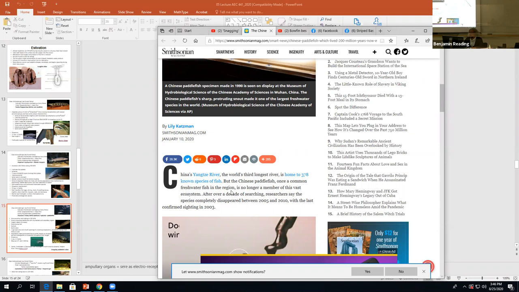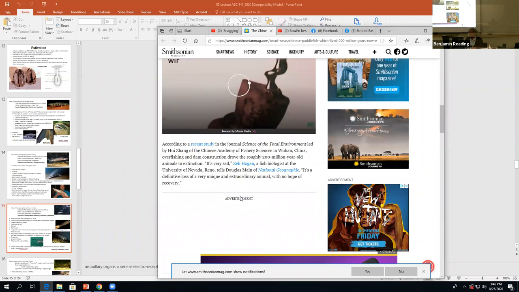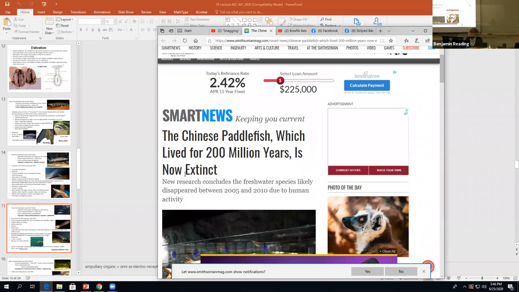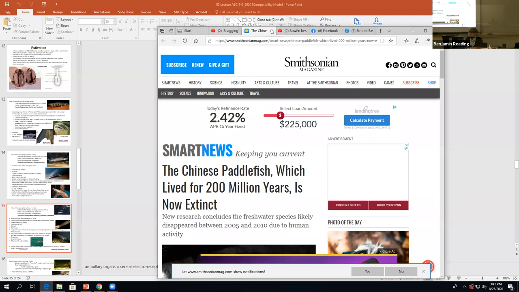Over a decade of searching, researchers say the species completely disappeared sometime between 2005 and 2010. The last known sighting was in 2003. And so no one has seen a paddlefish since. And so it was reported, the article date here is January 10, 2020, that the paddlefish was unfortunately declared extinct in China. So all we have left is the North American population.